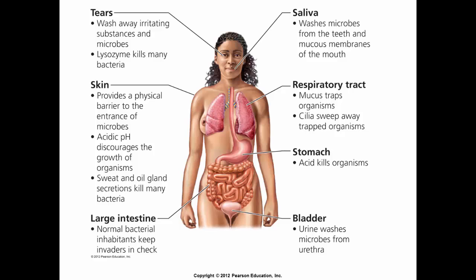Respiratory tract has the cilia, the mucus. Mucus is going to entrap them. The cilia will help to expel them from the body. And the acid of the stomach kills many microorganisms.